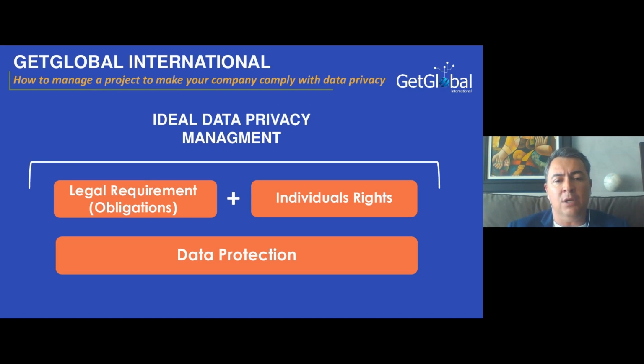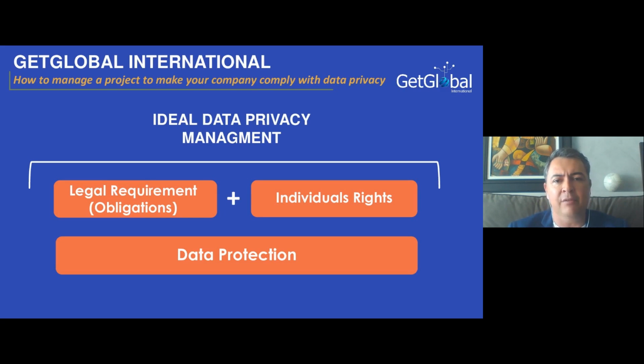But we also need to have a very strong data privacy protection program implemented in order to be sure that we won't have any problem, any illegal issue related to a data breach or any personal data incident. So the ideal data privacy management program would help the company to comply with the legal requirements, to respect the individual's rights, and have a pretty strong data protection program in place.